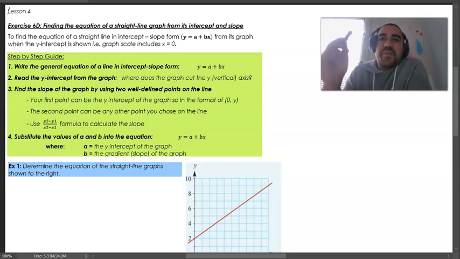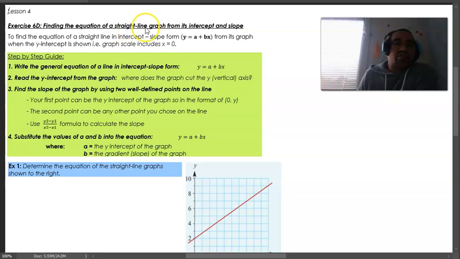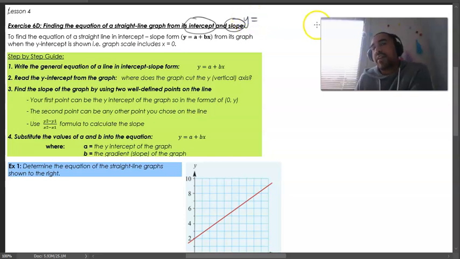Mr. Herman here, and this video is going to be looking at Lesson 4, Exercise 6D, finding the equation of a straight line graph from its intercept and slope. So two things, intercept and slope. Two things will be provided to us via a graph, and then from the intercept and the slope, we are going to write an equation, y equals something.